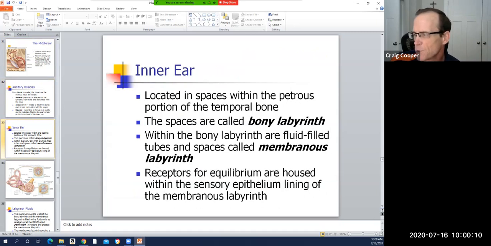Guess not. All right, so we've got these things that are called labyrinths. And a labyrinth is kind of like a maze, essentially, just a convoluted space with a lot of twists and turns that's kind of hard to navigate. And so we've got what's called the bony labyrinth and the membranous labyrinth. The bony labyrinth is essentially the structural bony part of the skull where all these structures are housed. The membranous labyrinth is where we actually have the receptors that help us interpret either motion if we're talking about the vestibular portion, or sound waves if we're talking about the cochlear portion. So those two labyrinths are pretty important.